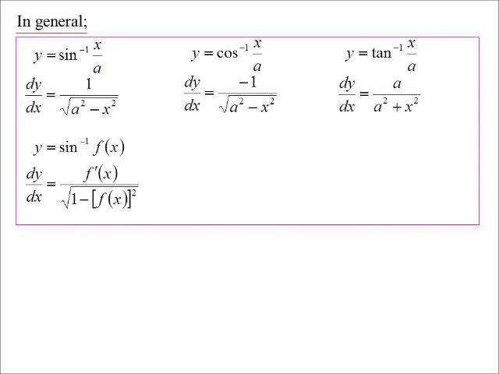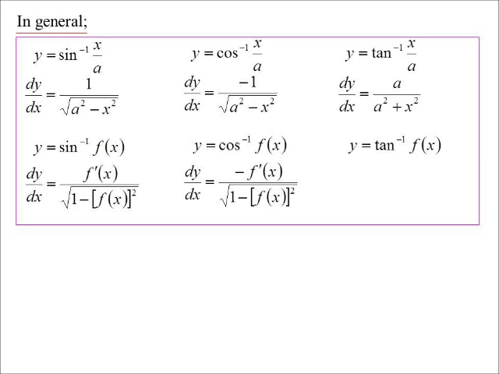But I personally prefer this one because then it's consistent. Inverse sine, derivative over the square root of 1 minus the function squared. Inverse cos, minus the derivative over the square root of 1 minus the function squared. And inverse tan, the derivative over 1 plus function squared. So each one of those does have the derivative on top.